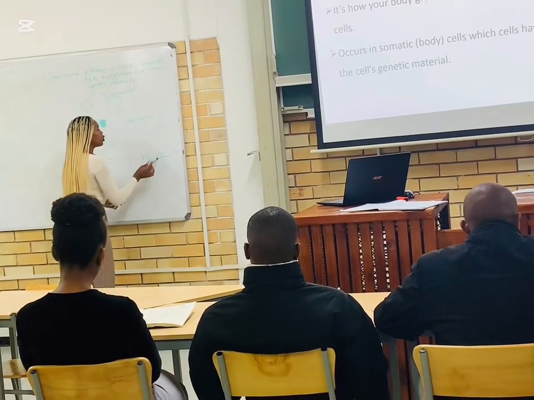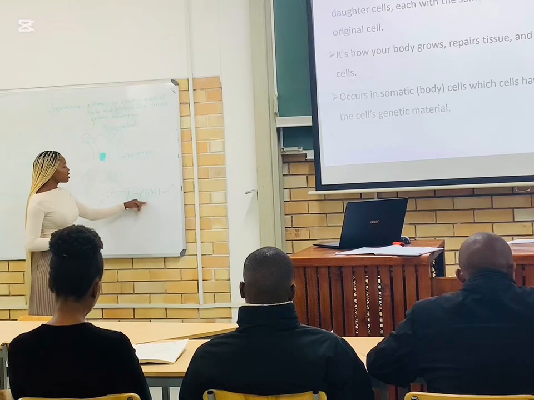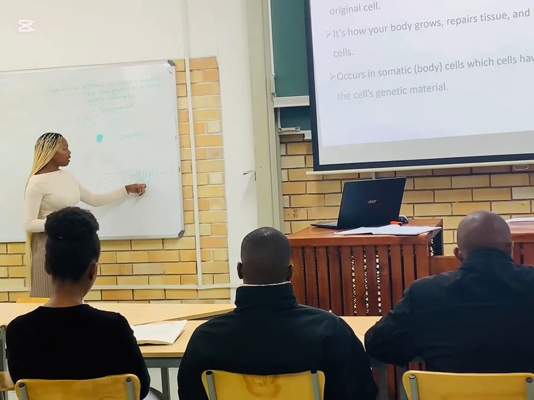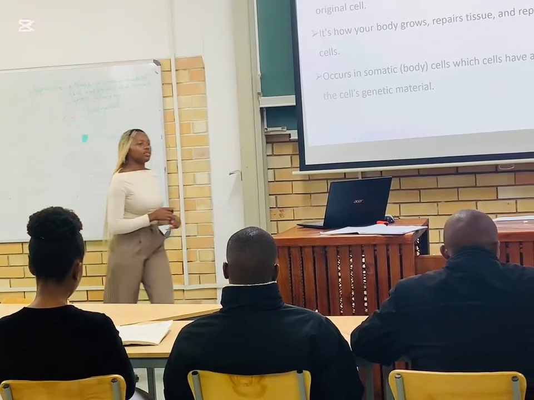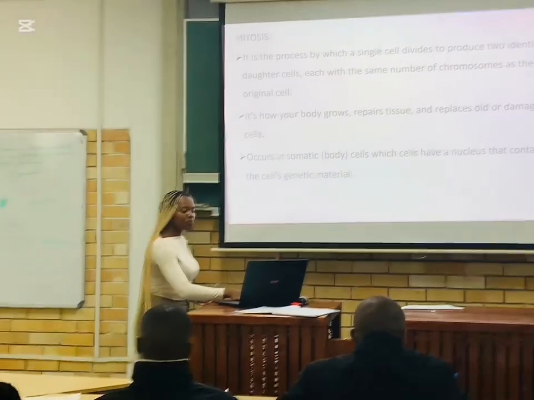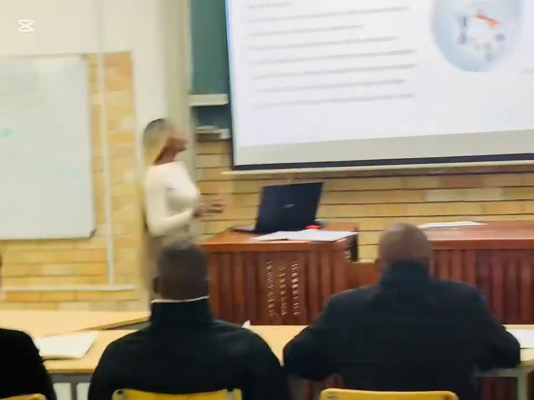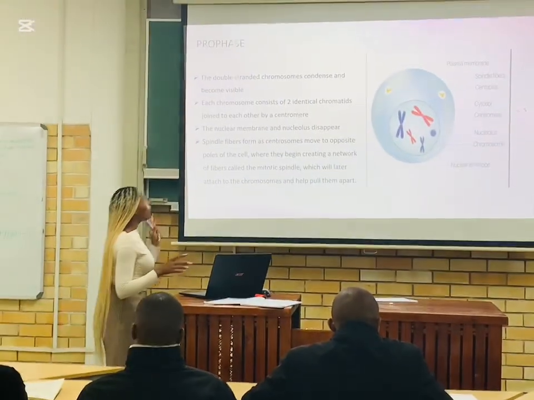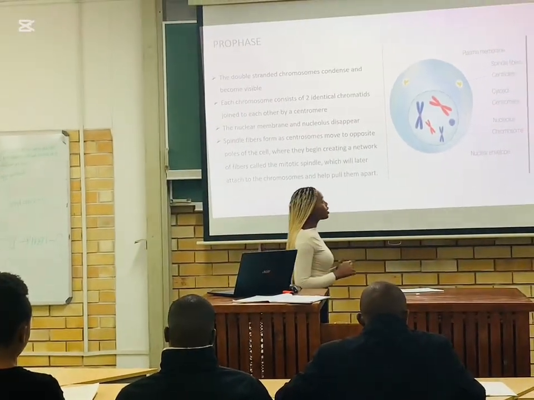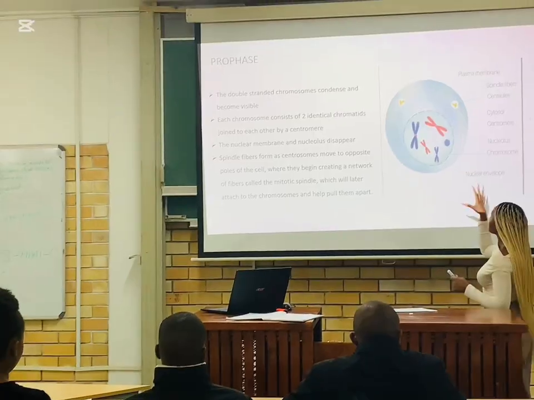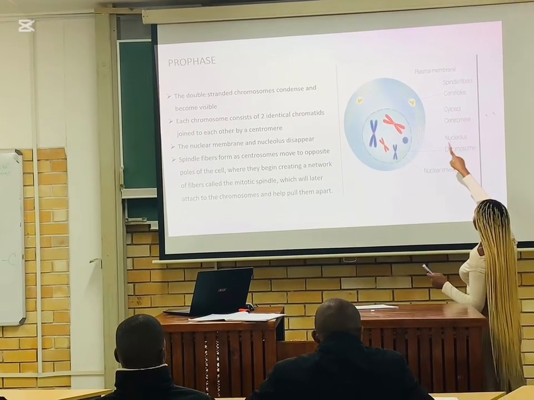Now moving on to our stages of mitosis, we have P that stands for prophase, M for metaphase, A for anaphase, and T for telophase. So let's start with prophase. Before we delve into what is happening in prophase, let us first look at the structure of the cell. So a cell consists of a plasma membrane.